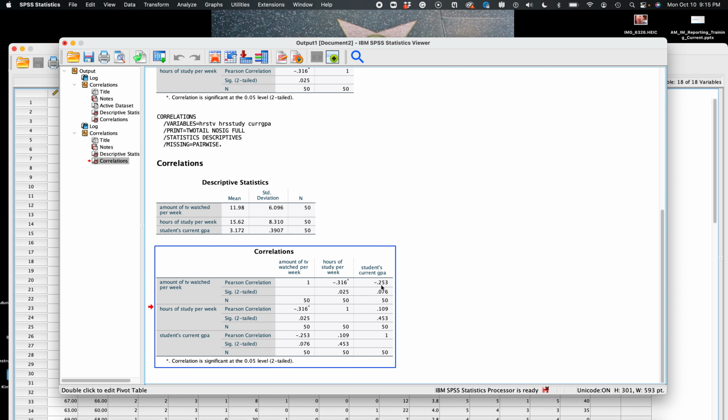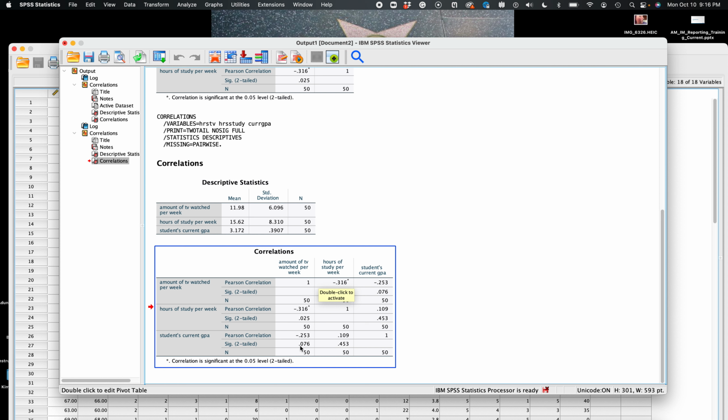Because this one is not flagged here, it's not going to be significant. It's still going to be negative, and it's still going to be small, but there's not an actual statistically significant correlation here. Same thing with hours of study and TV, we've already seen that. And then this is very small, 0.1. That's a very small correlation, and there's a 45% chance you found that on accident, which is why it's not considered statistically significant.